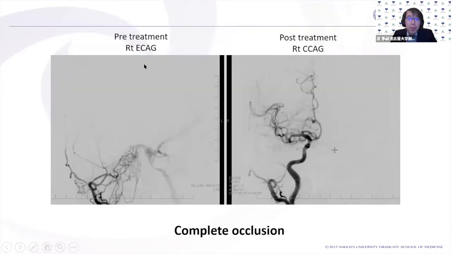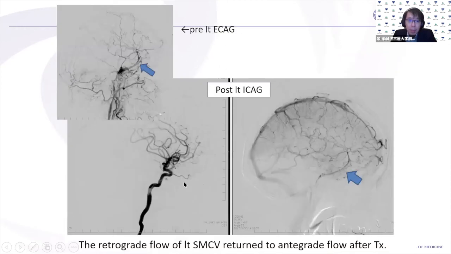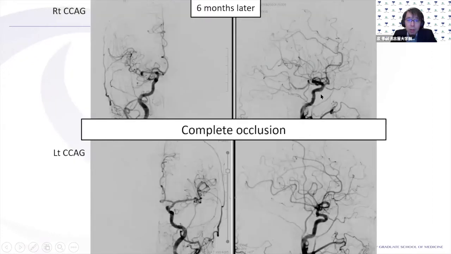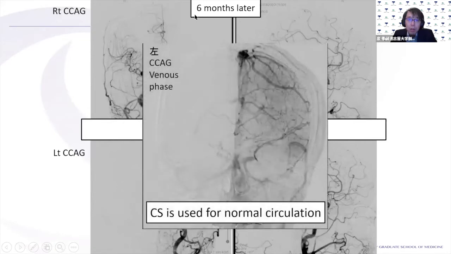were put. After treatment, complete occlusion was achieved. And the retrograde flow of the left SMCV returned to antegrade flow after treatment. Here's the complete occlusion. Six months later, the angiogram showed the cavernous sinus is used for normal circulation. It is not so important, but it is good for patients to return to normal circulation.